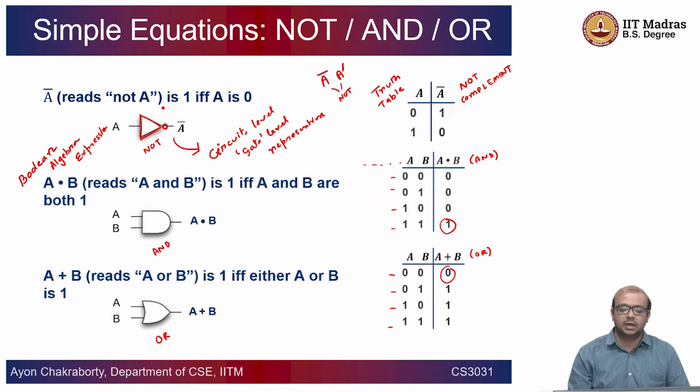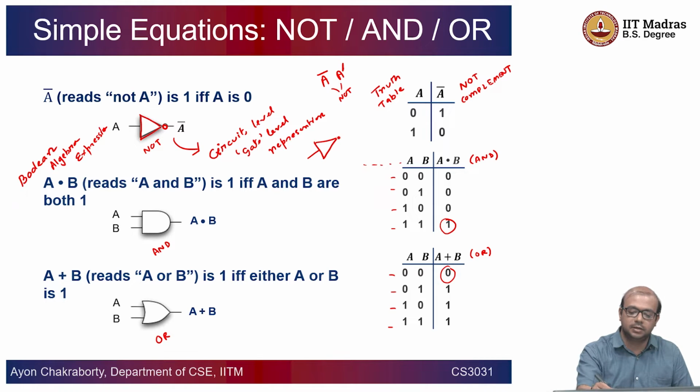So if you do not have the circle, the output is going to be a. Often this is called a buffer. So if you do not have the small circle in front, if you input a, a is going to be repeated on the output. Okay, this is just for your knowledge. It is called a buffer.